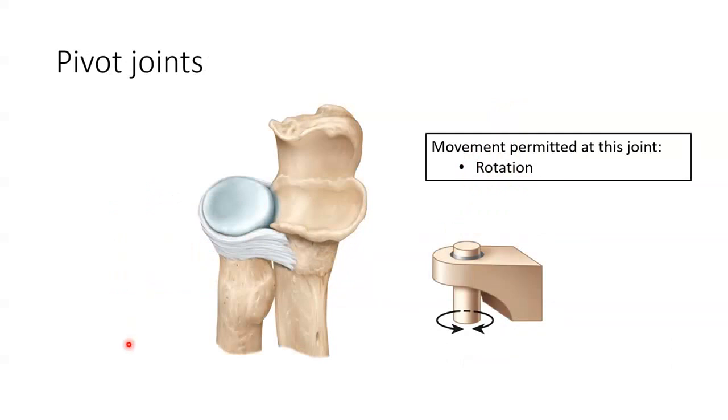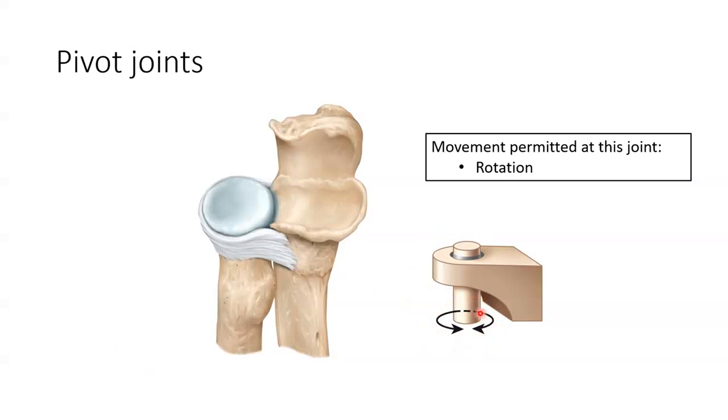In a pivot joint, the rounded or the pointed surface of one bone articulates with a ring formed partly by another bone and partly by a ligament. A pivot joint allows rotation around its own longitudinal axis. So for example, this bone here spinning around its long axis.